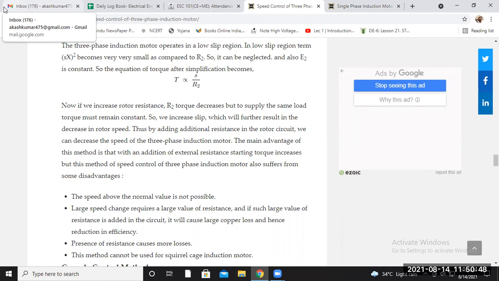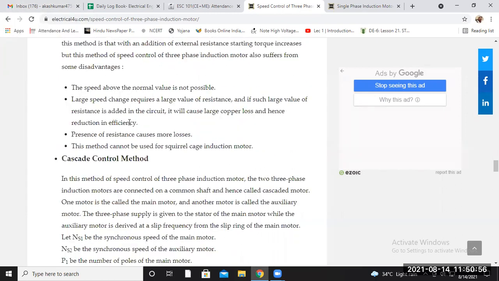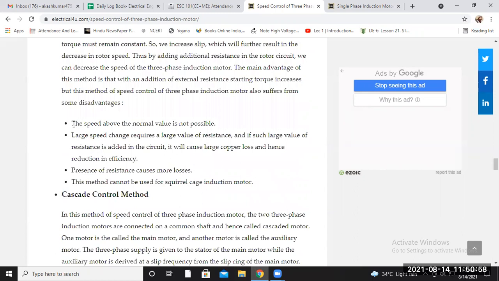Now, what are the disadvantages related to this method? There are some disadvantages written in these points. First, a speed above the normal value is not possible. Second, a large speed change requires a large value of resistance.